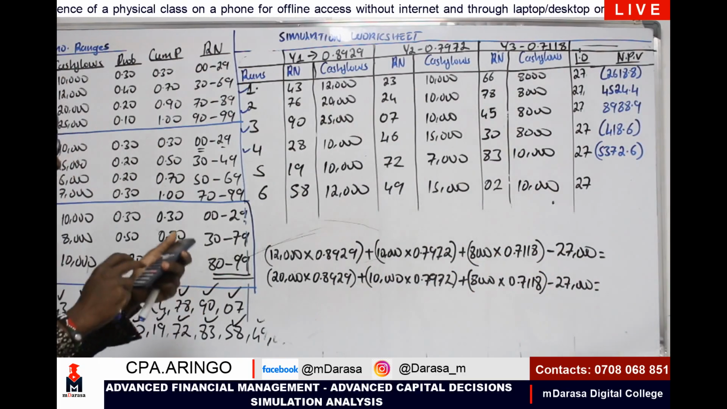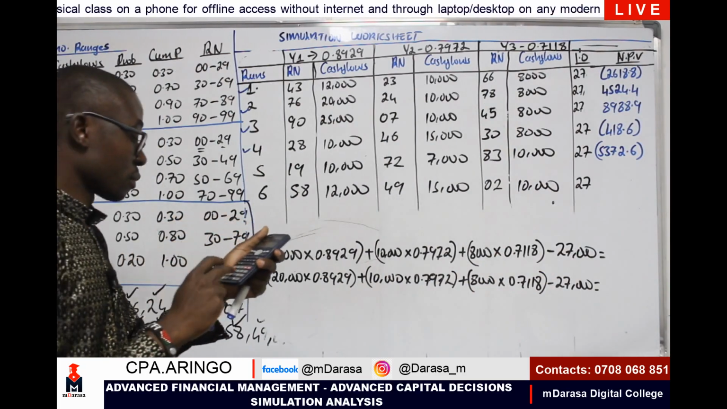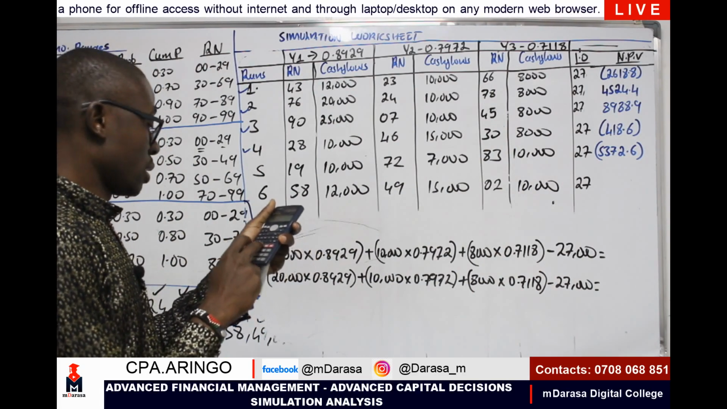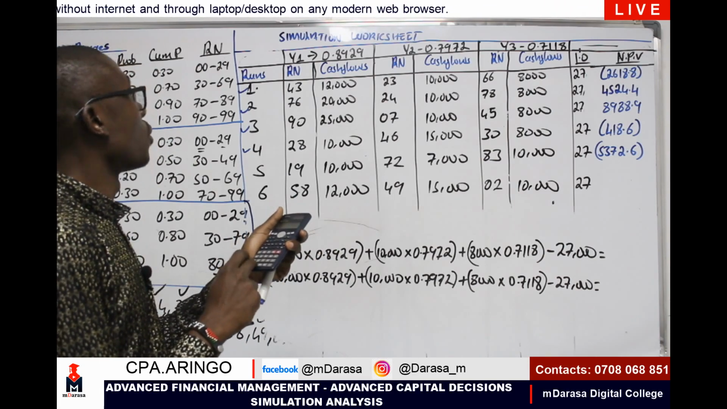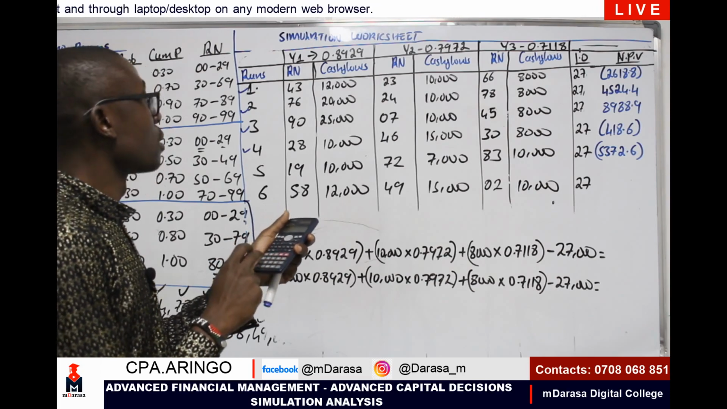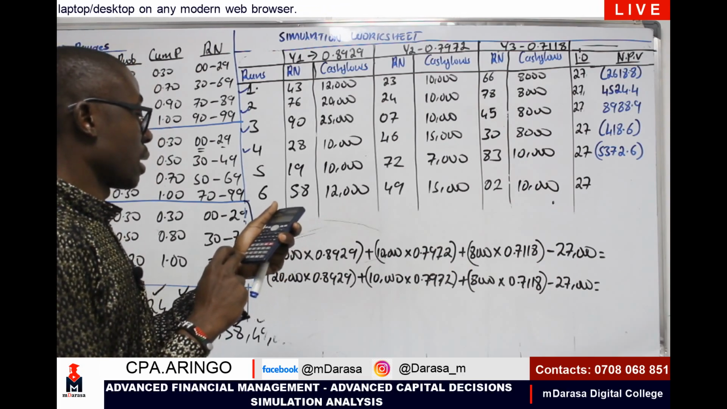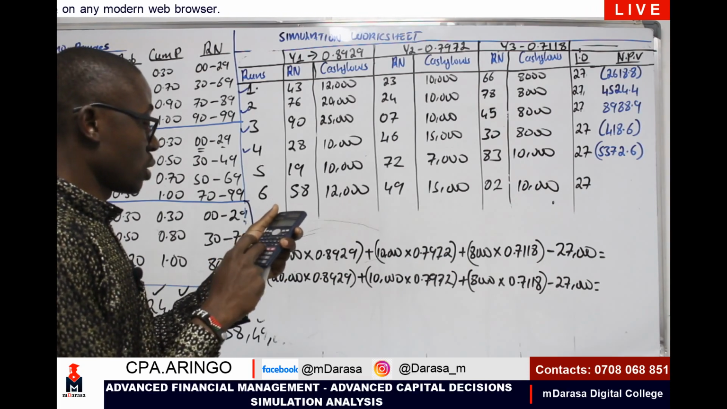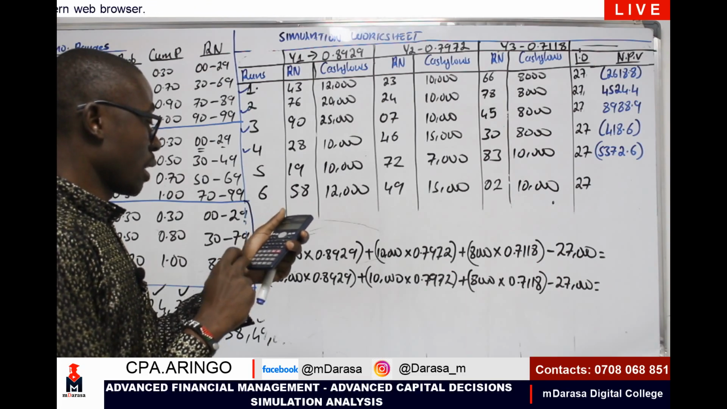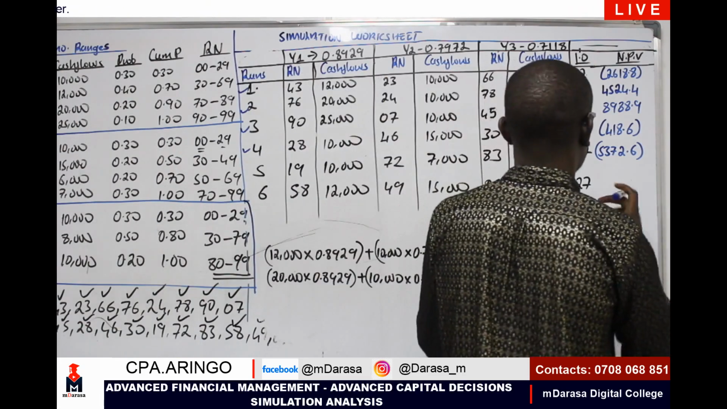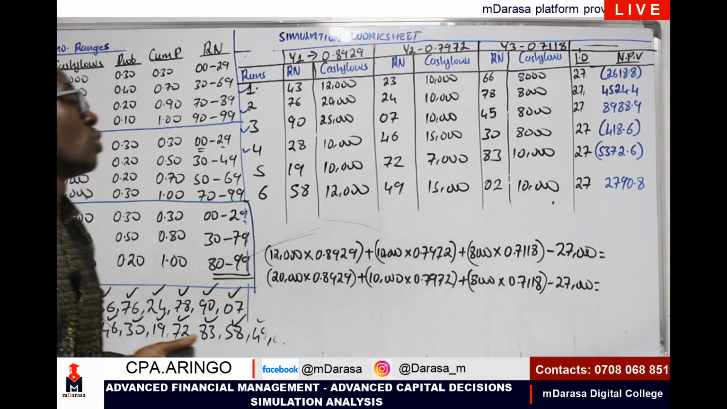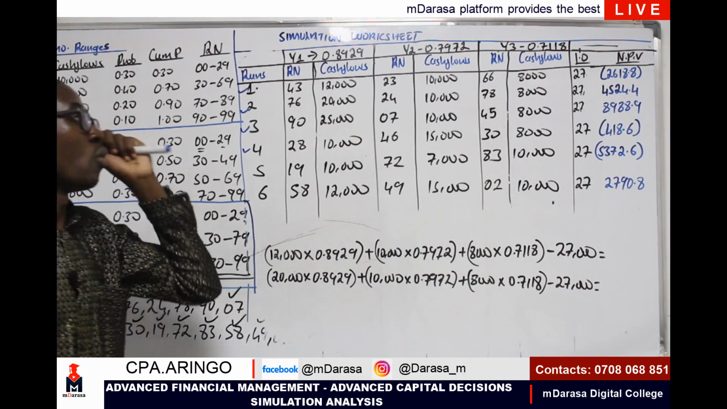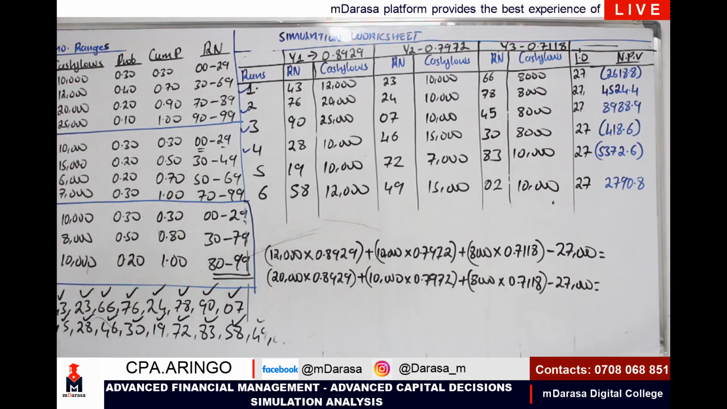Lastly, we are having 12,000 by 0.8929 plus 15,000 by 0.7972 plus 10,000 by 0.7118 minus 27,000. I'm having 2790.8. So that is what you are having there as our random numbers as well as our NPV.